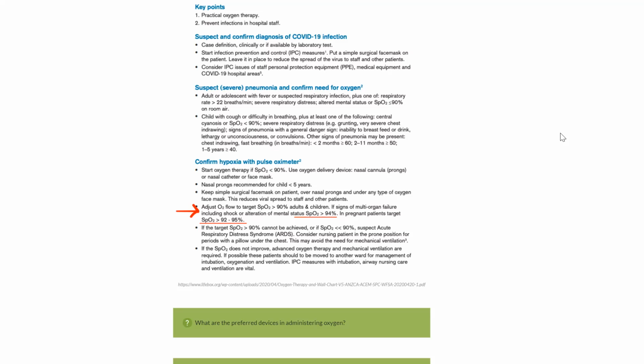But don't forget, for pregnant women, we aim for higher saturations. For them, we want their saturations to be around 95%, because for obvious reasons, a pregnant woman has a higher requirement due to the fetus. So those are some of the things you need to keep in mind.